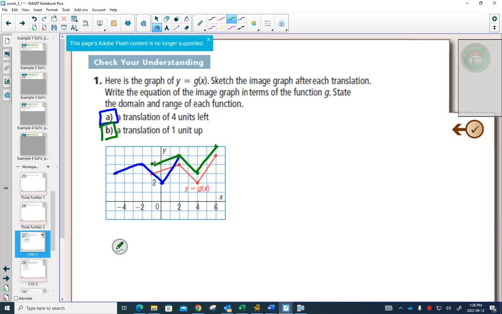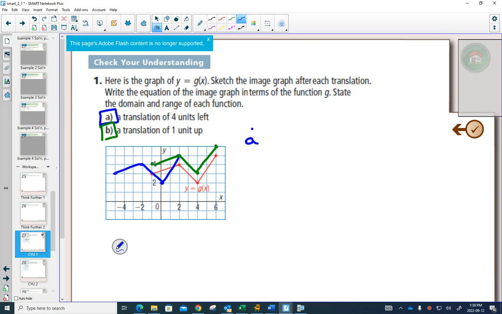Here's the graph. Sketch the image. Yay, we did that. Write the equation. Oh, I guess I haven't done that yet. Right? So sometimes when you read the question, you realize there's more that you need to do. So we need to write an equation of the image graph each time.